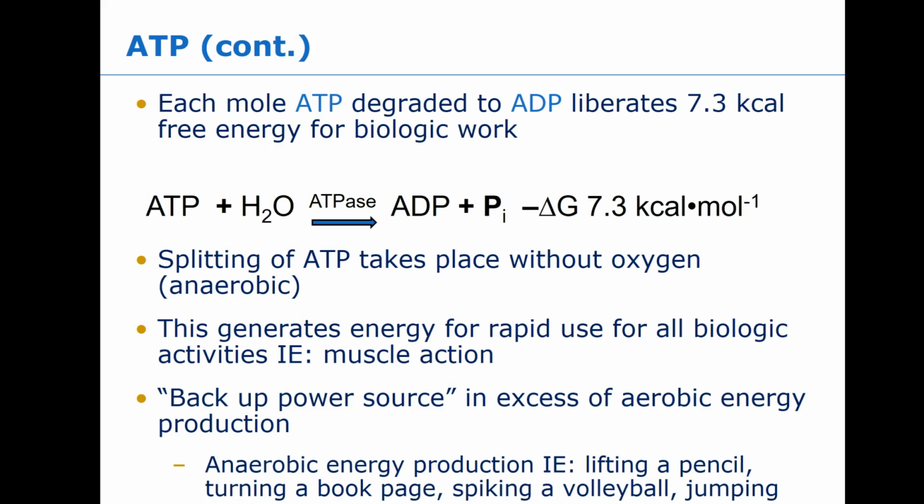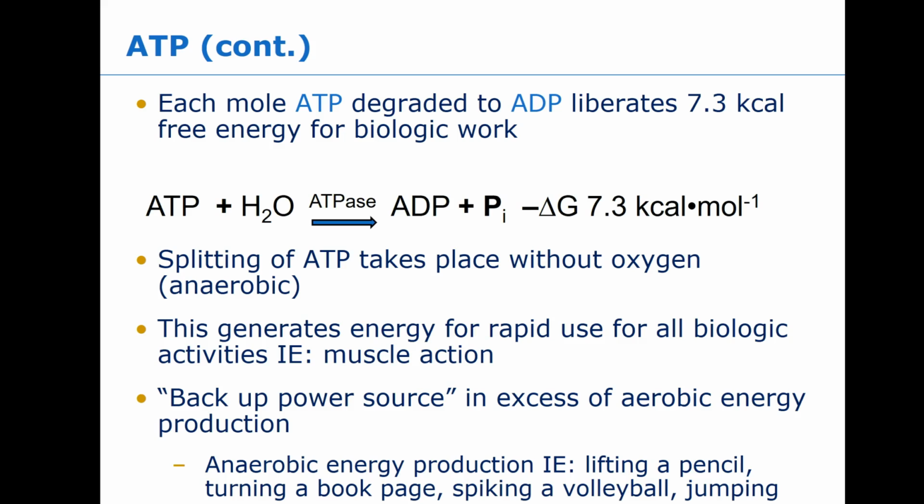Well, why is this important? Why are we discussing ATP and ADP? When that final phosphate bond is cleaved or broken off, there is a release of free energy to the system. So when each mole of ATP is degraded to ADP, this liberates approximately 7.3 kcal of free energy for biological work. Don't get scared by the formula you see below. It's basically a picture form of exactly what we've said. We have ATP. Water comes in and, with the enzyme ATPase acting as a catalyst, cleaves that final phosphate bond, leaving us with adenosine diphosphate plus an extra phosphate floating around in the system.